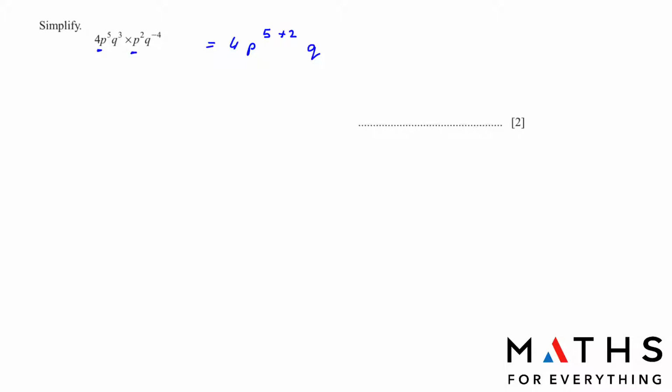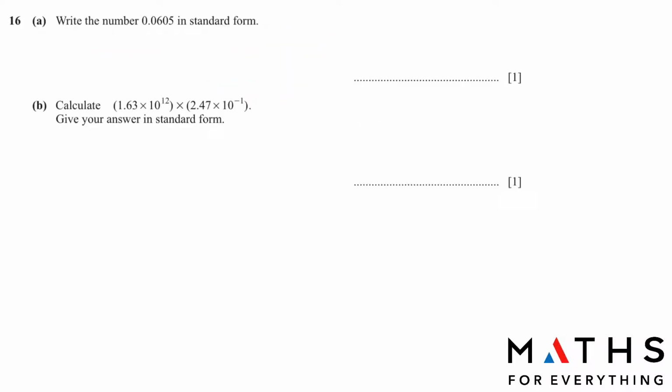And q is 3 and negative 4. So 3 plus negative 4, we can just write like that. This will give us 4p to the power of 7 and q to the power of negative 1. Use a calculator so that you don't make any mistake in calculating. Question number 16.